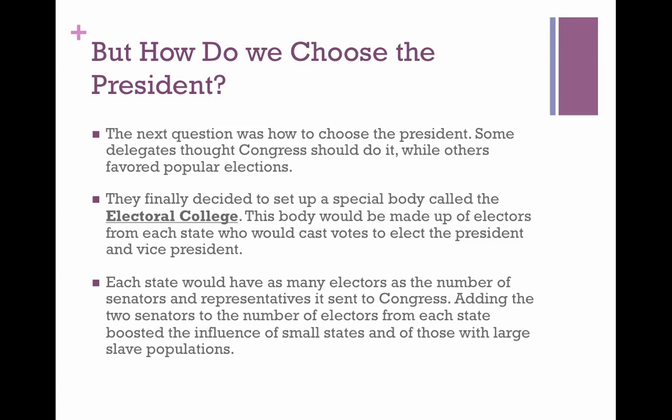Okay, so how would we choose this president was something that they were plagued with. Some delegates thought that Congress should do it, while others favored popular elections, popular sovereignty. So they finally decided to set up a special body called the Electoral College, made up of electors from each state who would cast votes to elect the president and the vice president. Each state would have as many electors as the number of senators and representatives it sent to Congress. Adding the 2 senators to the number of electors from each state boosted the influence of small states and of those with large slave populations.